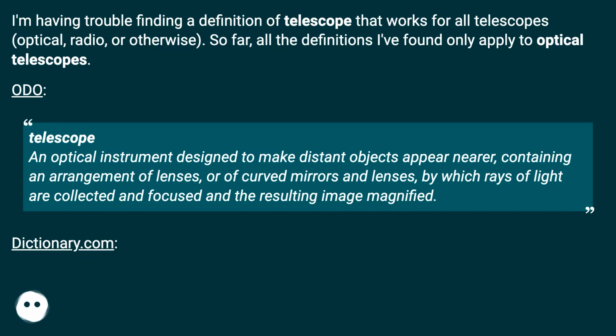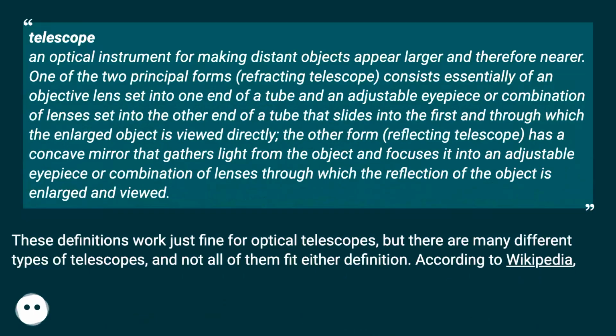Dictionary.com. Telescope, an optical instrument for making distant objects appear larger and therefore nearer. One of the two principal forms, refracting telescope, consists essentially of an objective lens set into one end of a tube and an adjustable eyepiece or combination of lenses set into the other end of a tube that slides into the first and through which the enlarged object is viewed directly.